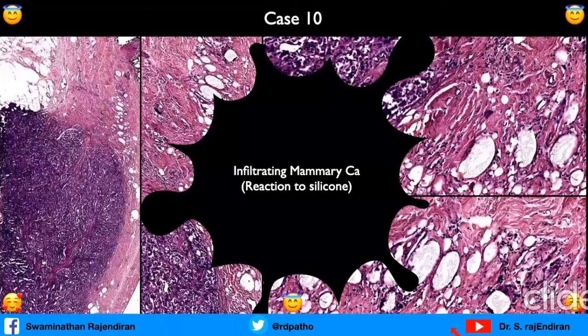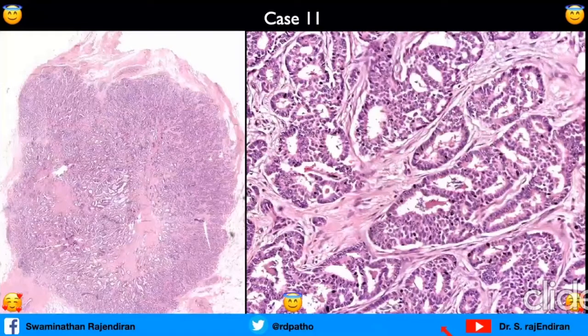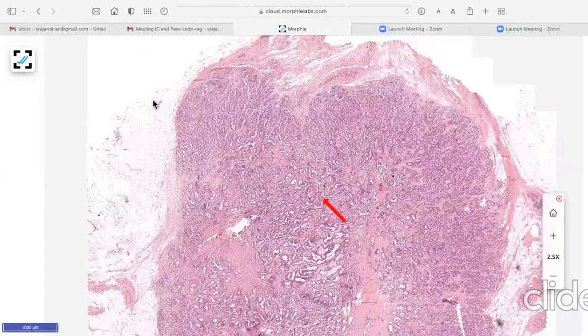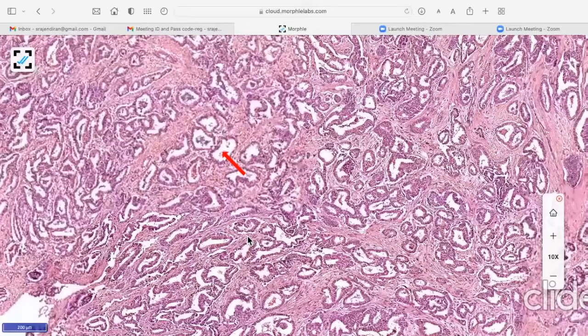Case number 11, it's looking infiltrative in the periphery. We will see this. And this is nothing but cancer, mainly arranged in tubules and as a cribriform pattern. So this is invasive mammary carcinoma, tubular and cribriform pattern.